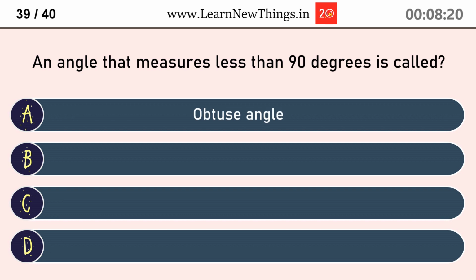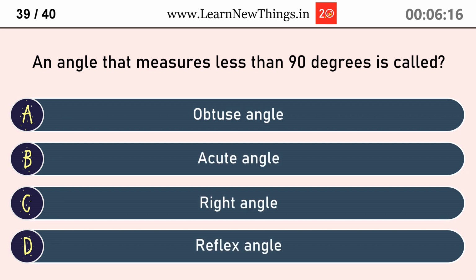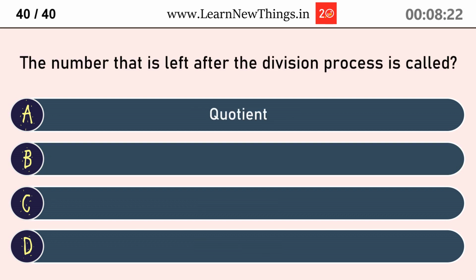An angle that measures less than 90 degrees is called acute angle. The number that is left after the division process is called remainder.